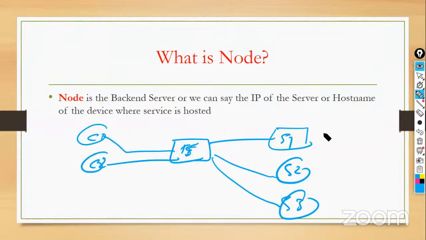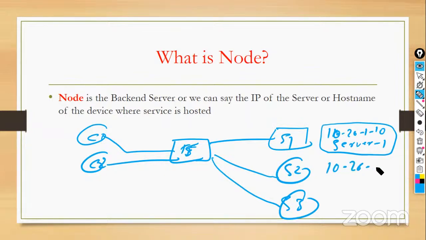Whenever you have the IP 10.26.1.10, or you have the name server 1, this is called your node, right? Means the server name. So node is the backend server, or we can say the IP or host name of the device where the service is hosted, right? So we have the server, so this is the node. Again, this is the other node, and this is the other node.